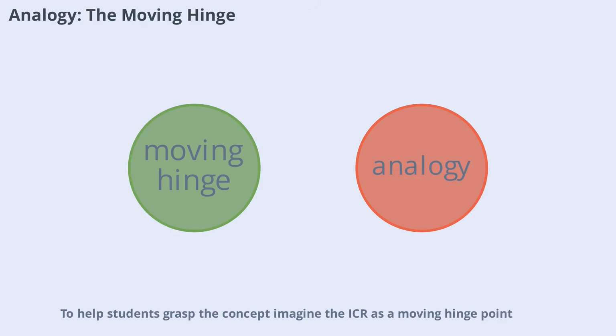To help students grasp the concept, imagine the ICR as a moving hinge point. As your knee bends and straightens, this hinge shifts, guiding the motion of your lower leg. This analogy makes it easier to visualize how the ICR's path reflects the knee's rolling and sliding mechanics, and why it's so important for engineers designing joint replacements.